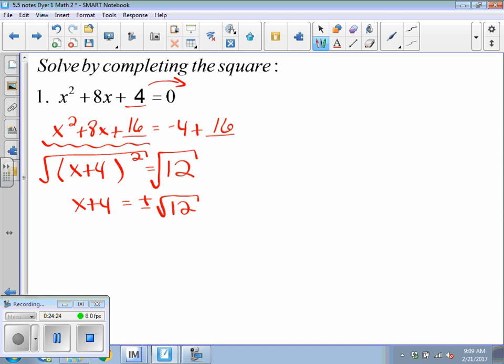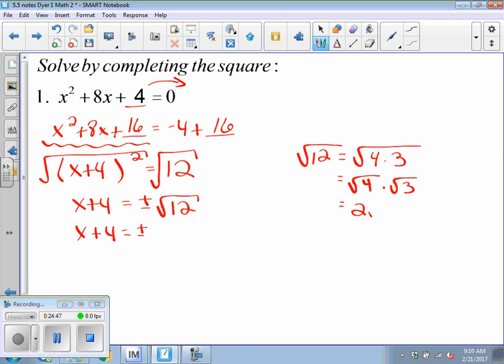12 is what times what? Well, it is 6 times 2, but I want a perfect square. 4 times 3. So x plus 4 equals plus or minus the square root of 12. Let me do that off to the side so I don't have to write so many steps. The square root of 12 is the square root of 4 times 3, which is the square root of 4 times the square root of 3, which is 2 square roots of 3. Agree? So plus or minus 2 square roots of 3.